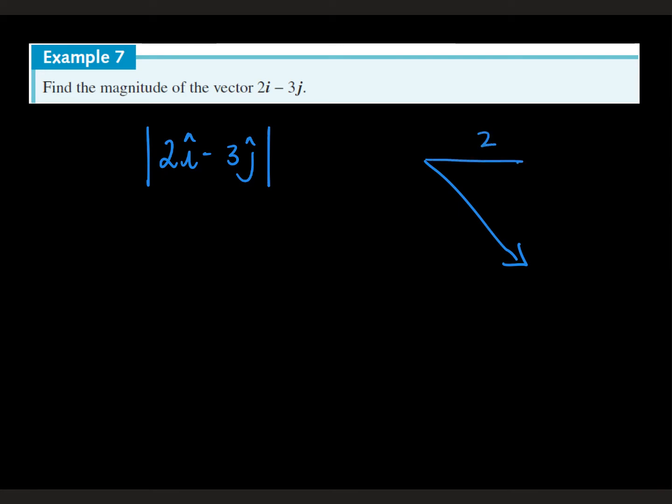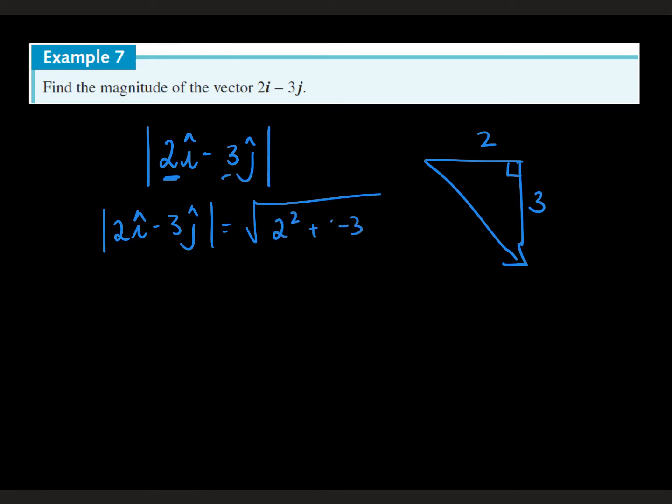Now if that is 2 there and that is 3 there, I can just use Pythagoras to find the length of the vector. So the magnitude is going to be the square root of this one squared plus this one squared. So 2 squared plus negative 3 squared. Now this is an issue I noticed in some of your work last year. It's not 2 squared minus 3 squared. No, we are squaring the negative there as well. So that's going to be the square root of 4 plus 9, which is 13. So this length here is root 13.